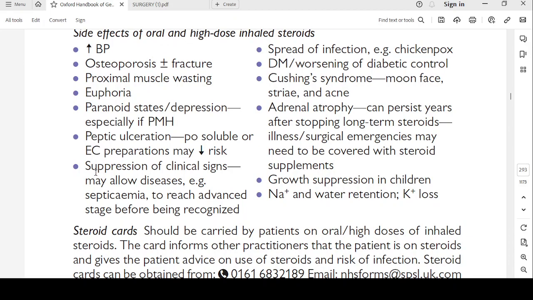Suppression of clinical signs may allow diseases, for example septicemia, to reach an advanced stage before being recognized. Spread of infection, for example chickenpox. Diabetes mellitus: worsening of diabetic control. Cushing syndrome: moon face, striae and acne. Adrenal atrophy can persist years after stopping long-term steroids. Illness or surgical emergencies may need to be covered with steroid supplementation. Growth suppression in children, sodium and water retention and potassium loss.